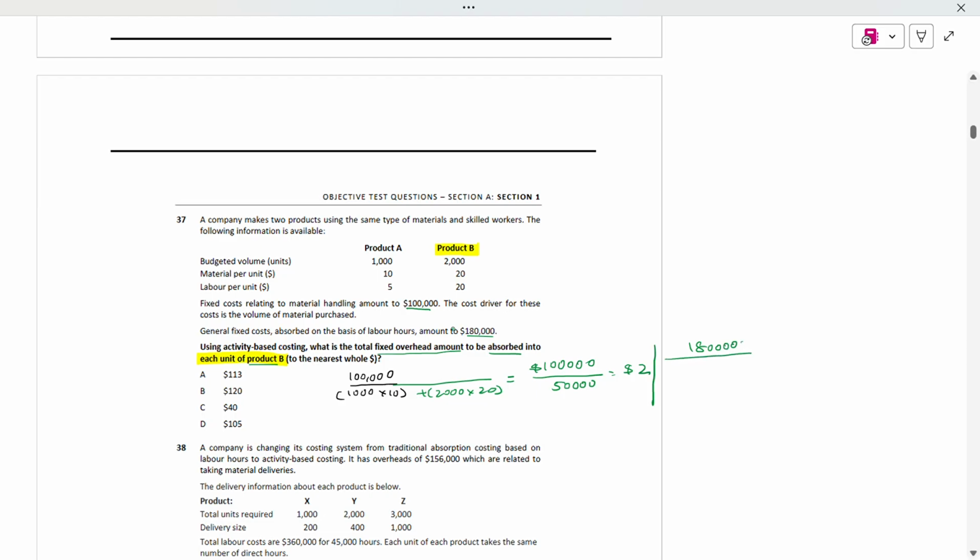180,000 over 1,000 times 5 plus 2,000 plus 20. It comes to how much? It comes to 4. Twenty into 2, it comes to 40. Is it right? 45,000. It comes to how much? 4. Good. Next.